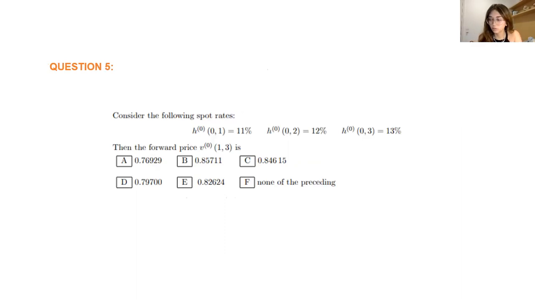Here, this question was about spot rates. So you consider the following spot rates: H0 from 0 to 1, H0 from 0 to 2, and H0 from 0 to 3. And they ask you the forward price, V0 from 1 to 3. I can give you a couple of minutes to compute this one, because it's a couple of steps in the computation, so it can be interesting for you to do it.